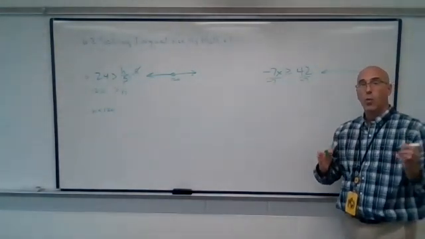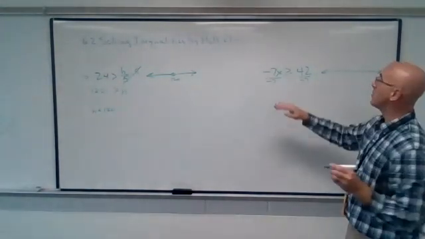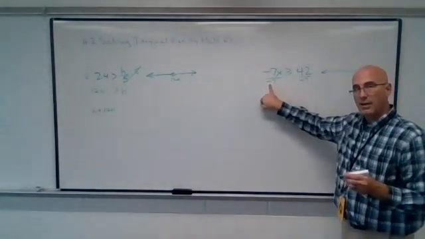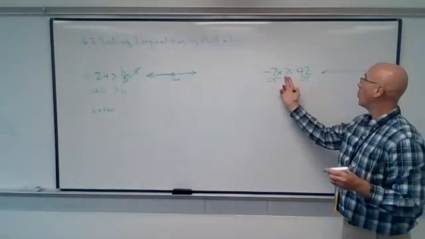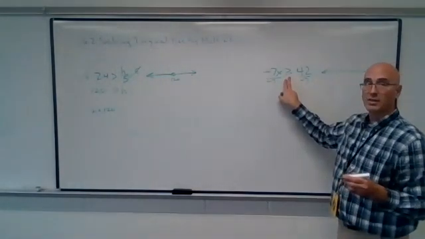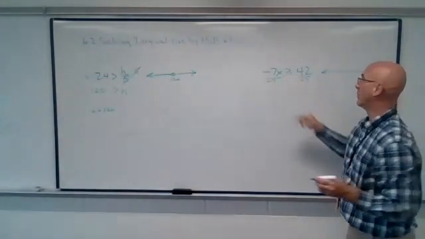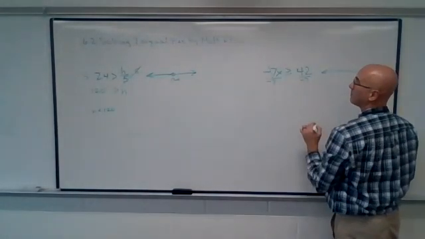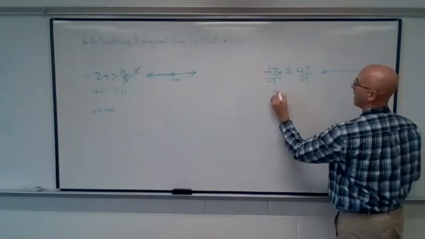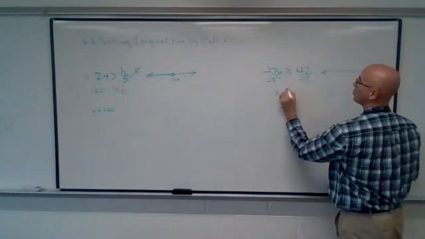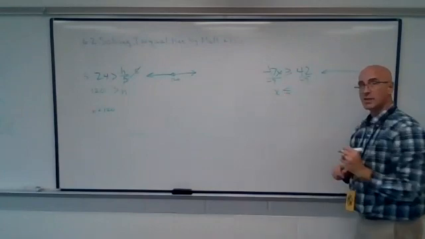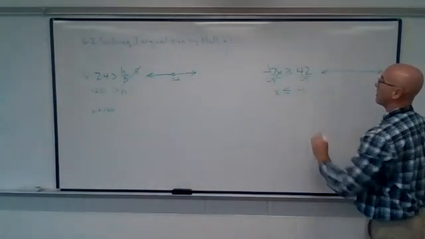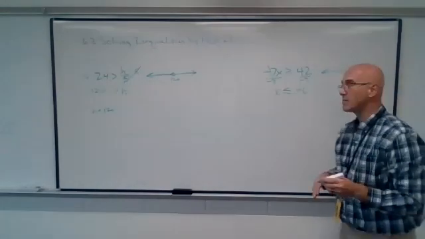In an inequality, it is very important to remember when you multiply or divide by a negative number, we need to reverse this inequality symbol. Negative 7 divided by negative 7 becomes a 1. So we have an x. We are going to reverse this sign. Now we have 42 divided by negative 7, and that's negative 6.